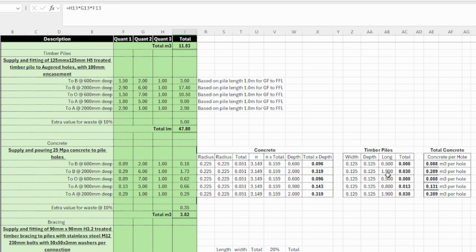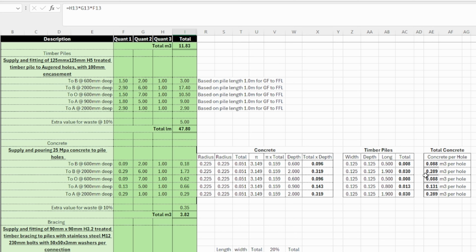The next one's a 2 meter one. So we're going to make this a 1.9. And this one we're going to make a 0.5. This one we're going to make a 0.9. And this one's going to be a 1.9. So all we do is we times all of these. So we times the width by the depth by the length. And that gives us a 0.008 for the 600 mil deep one. And so on for all the rest.